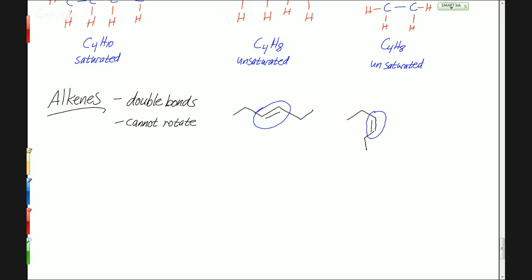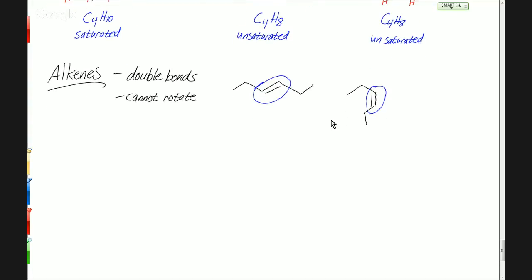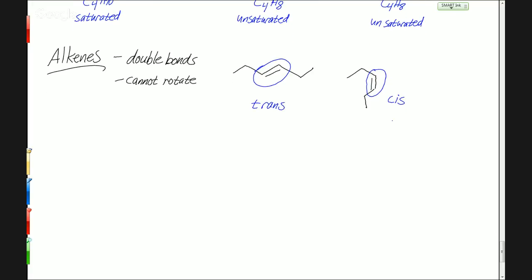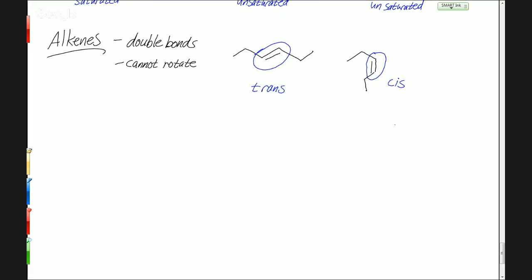So in this one, we can't just flip it up to be the same like we could with the alkanes. It's stuck down like that. There are words for these. This one, where it kind of alternates like that, is called trans, and this one is called cis. But more importantly, just know that those can't rotate.